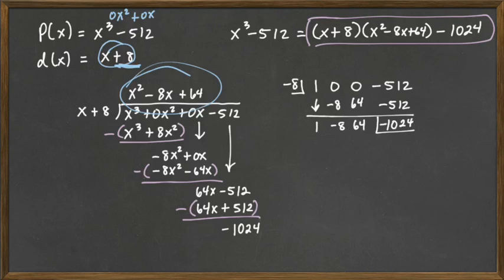And so we get the same answer. This would represent 1x squared minus 8x plus 64 plus our remainder, or minus 1024. All right, that's it for this video.